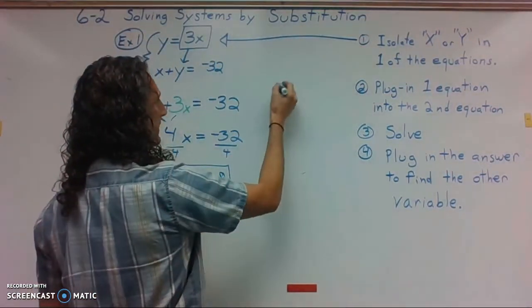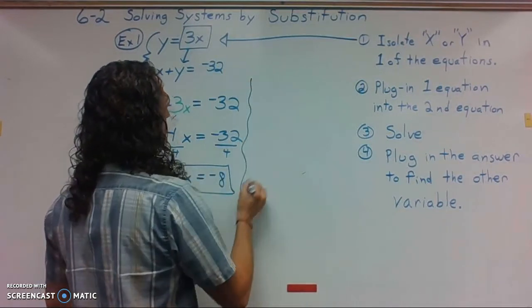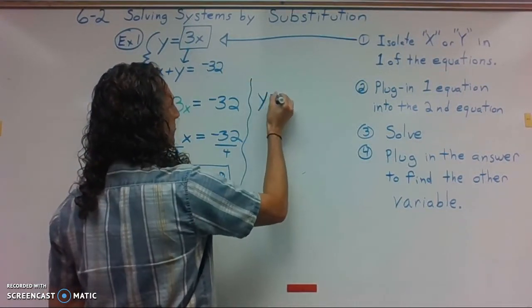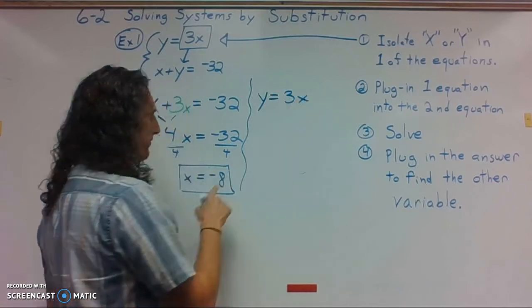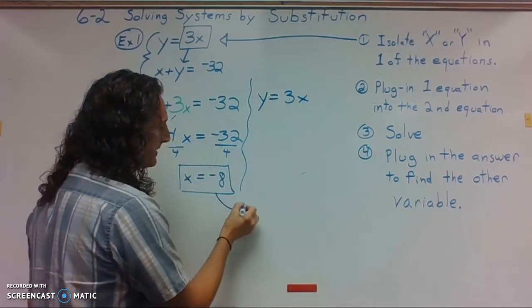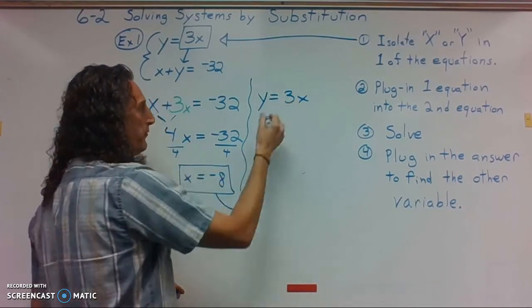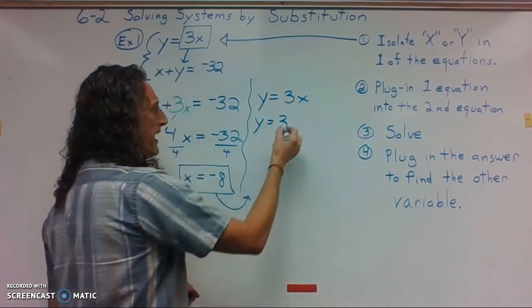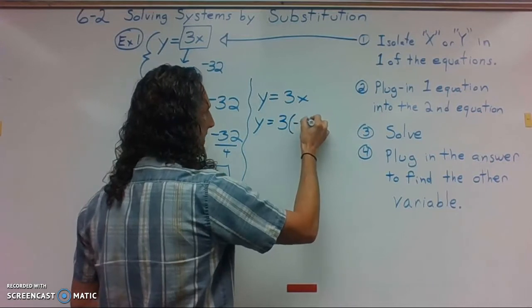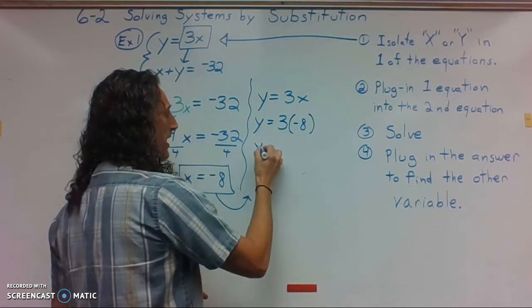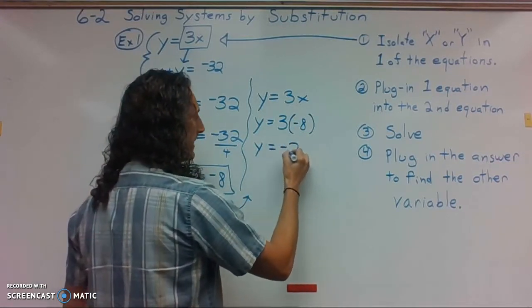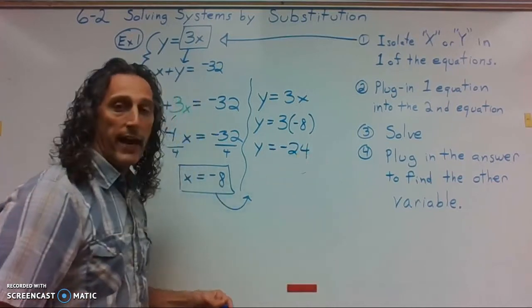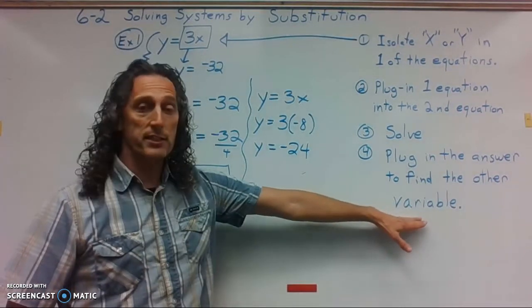So here, right next to it, I'm going to put y equals my 3x. But remember, what am I going to do? I'm going to put this guy up here for the x. y equals 3 instead of x, I'm going to put negative 8. And then I get y, and that just means times, negative 24. And we just did step 4.